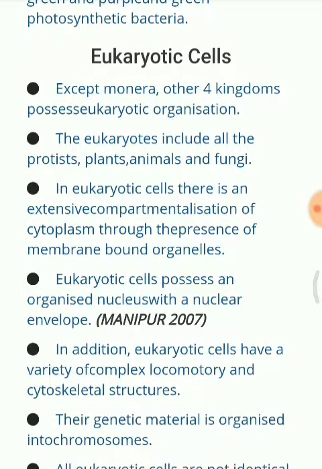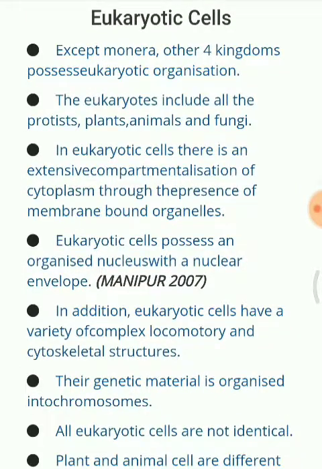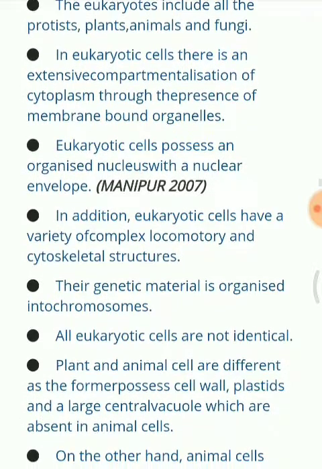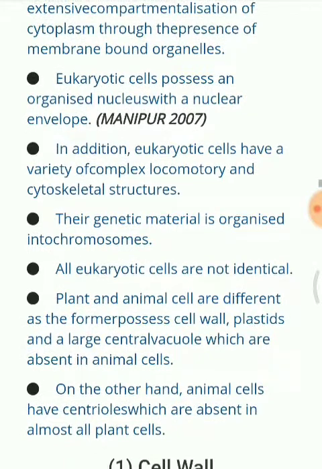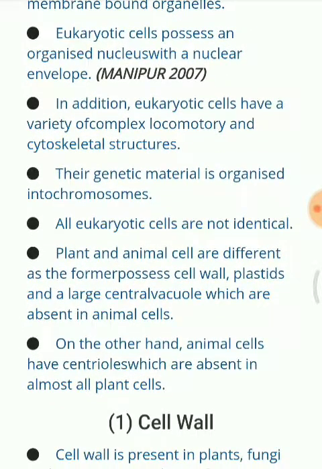In eukaryotic cells, there is an extensive compartmentalization of cytoplasm through the presence of membrane-bound organelles. Eukaryotic cells possess an organized nucleus with a nuclear envelope. In addition, the eukaryotic cells have a variety of complex locomotory and cytoskeletal structures. The genetic material is organized into chromosomes. All eukaryotic cells are not identical.